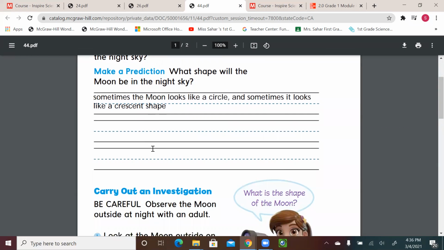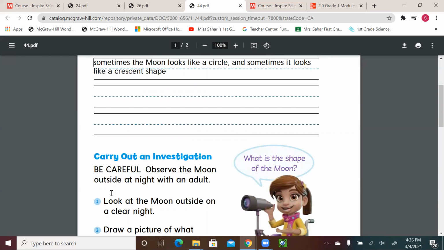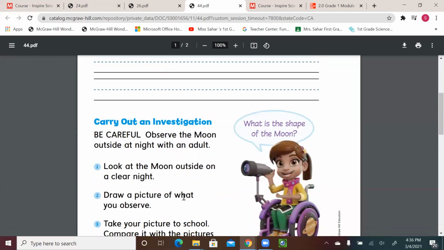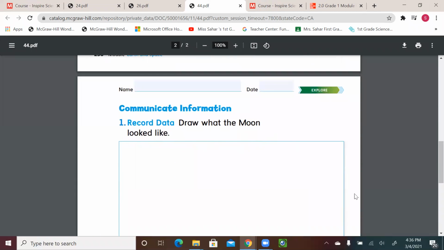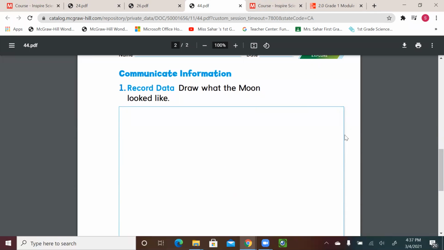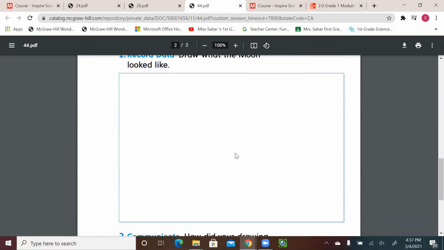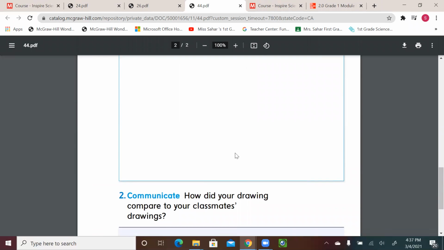All right. So you can have a little investigation, have fun, observe the moon outside at night with an adult. As we say, you can look from the window and see how the moon looks outside on a clear night. Is it full? Is it a crescent? And you can draw it over here. So draw what you saw. Is it a full moon, a full circle, or just a crescent? That's the part where you draw your observation for that day, with the help of an adult, please.